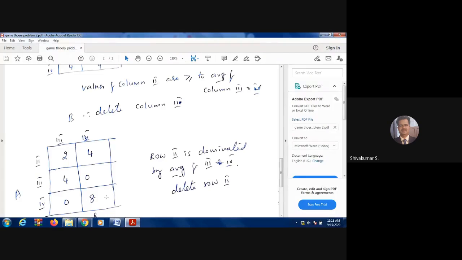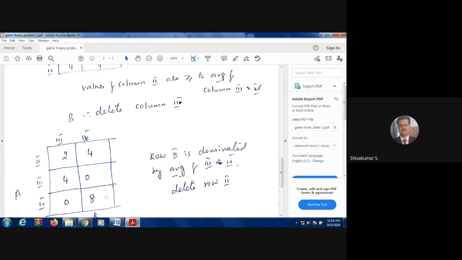Normally we take the first row as the basis, comparing the first row with the second row, third row, and the first column with the second column, third column, then second and third, like that. There is no rule that you have to compare first and third only, or first and second only. Now we can say that row 2 is dominated by the average values of 3 and 4. So delete row 2.